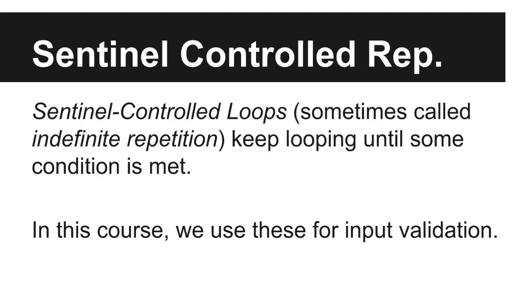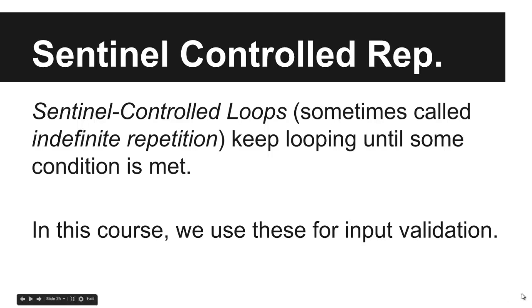And so what we're going to learn now is the second type of loop structure, the Sentinel controlled loop, which is sometimes called indefinite repetition, which will help us solve this particular problem and make our program better. Sentinel controlled loops basically keep looping until some condition is met. The difference between a Sentinel controlled loop and a counter controlled loop is that with Sentinel controlled loops we usually don't keep track of how many times this has happened. Sometimes we do, but usually it doesn't matter so much.